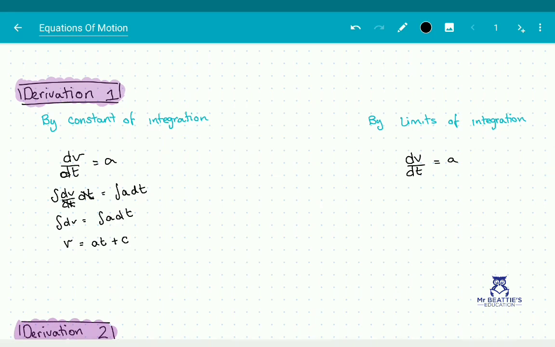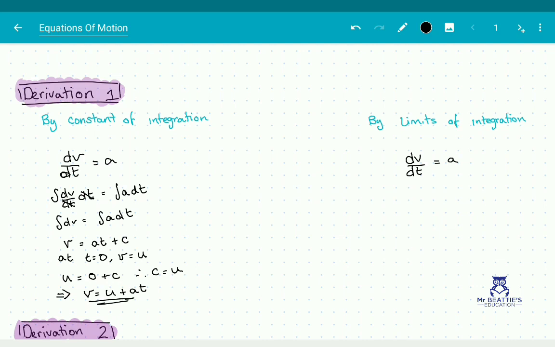Now we're going to use our initial conditions here, which would be that at a time of 0 the velocity would be equal to the initial velocity, which in physics we call u. So at t equals 0, v is equal to u, and so if we substitute in, u is equal to a times 0, which is 0, plus c, we can therefore say that c equals u, and so this equation becomes v is equal to u plus at, which is the equation of motion that we know from all the way back in National 5.